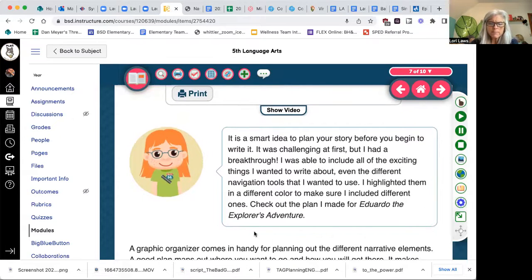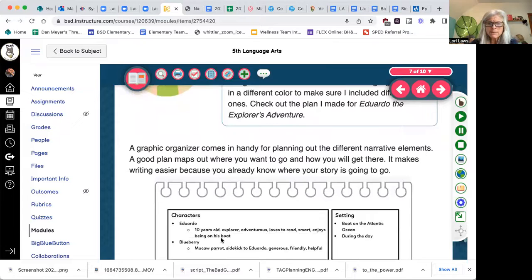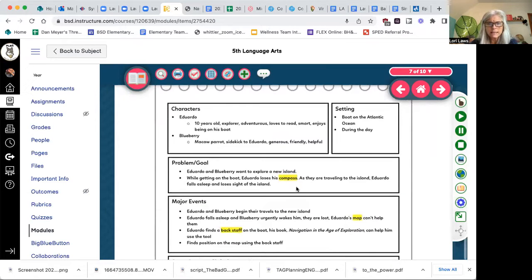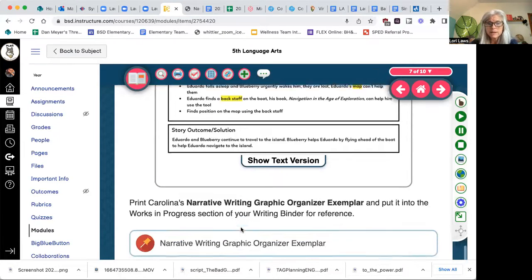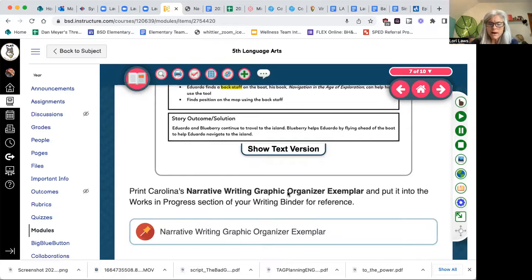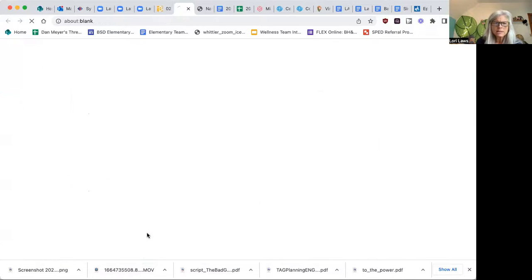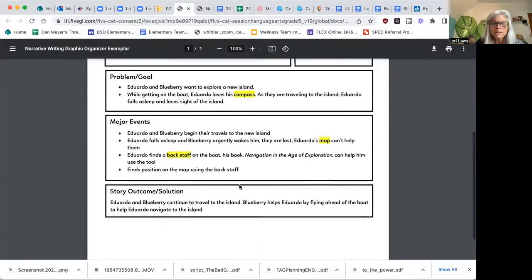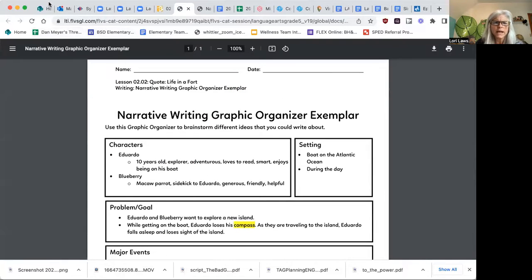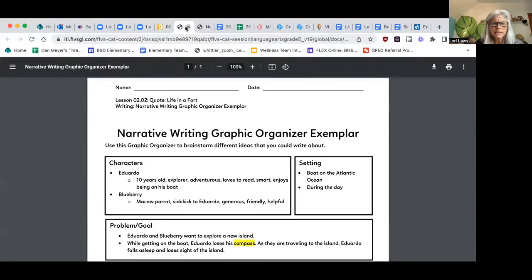Then it talks about planning your story and talks about a graphic organizer coming in handy. Here is a graphic organizer all filled out for the story of Eduardo, just as an example of how you can do it. Print Carolina's narrative graphic organizer and put it into the works in progress section of your writing binder for reference. I don't know if the binder has this in it or not, but they just said, look at the one that's all filled out so you can look at it to know how to fill out yours. You don't obviously have to do that.